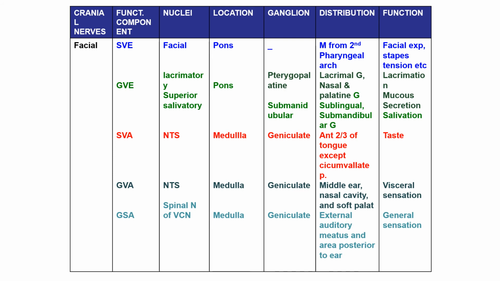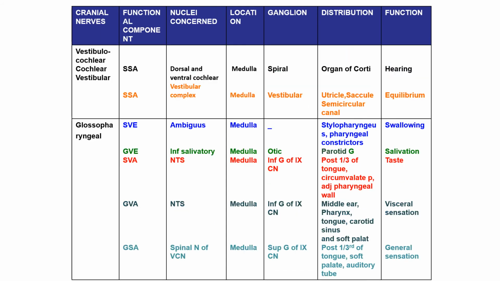Coming to the 8th cranial nerve, the functional component of the 8th cranial nerve is the special somatic afferent column. The nuclei concerned are first the dorsal and the ventral cochlear nucleus, which is located in the medulla, or rather pontomedullary junction. The ganglion concerned is the spiral ganglion, which is distributed to the organ of Corti and performs the function of hearing.